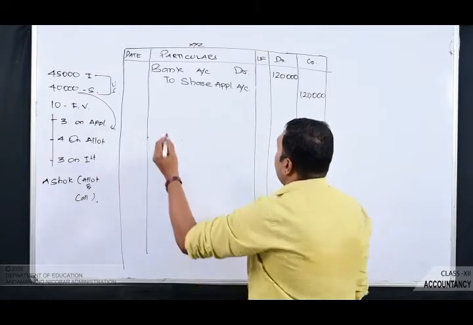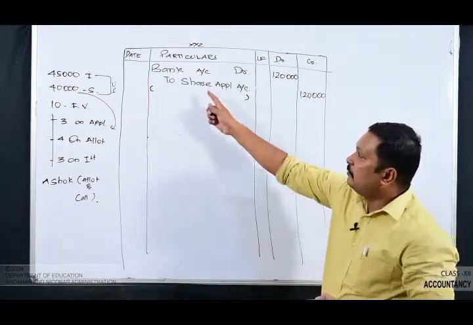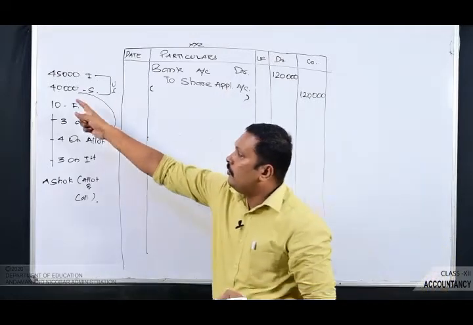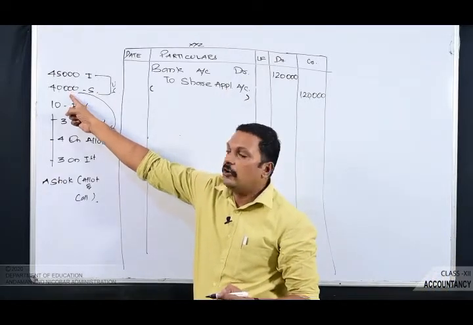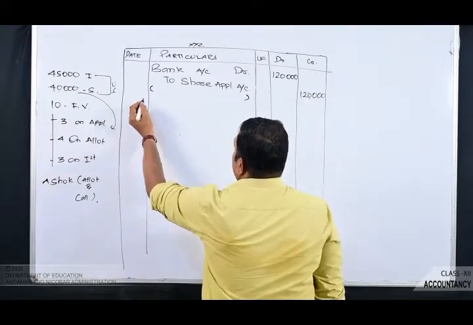Right? Now the narration. What is the narration? Being application money received for 40,000 shares at the rate of 3 each. Right? Okay. Next, what is the second entry?